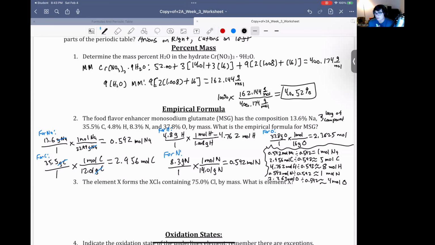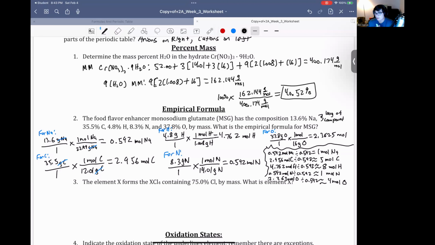So our empirical formula is going to be NaC5H8NO4, and that's it. All right, we're going to move on to 3 here.